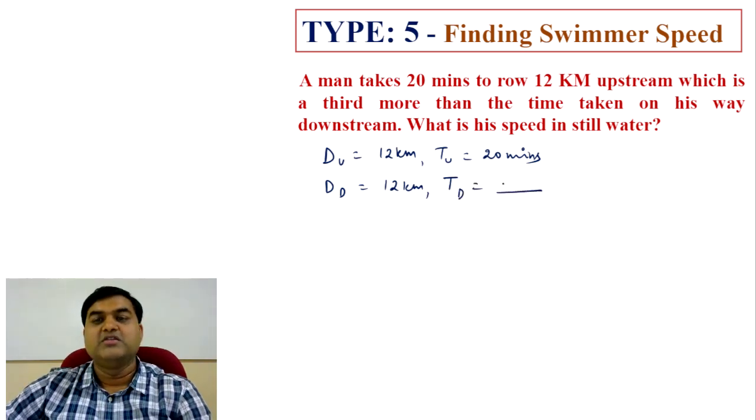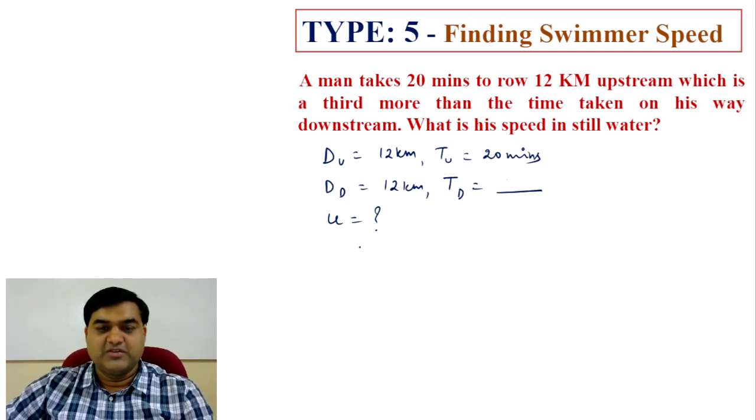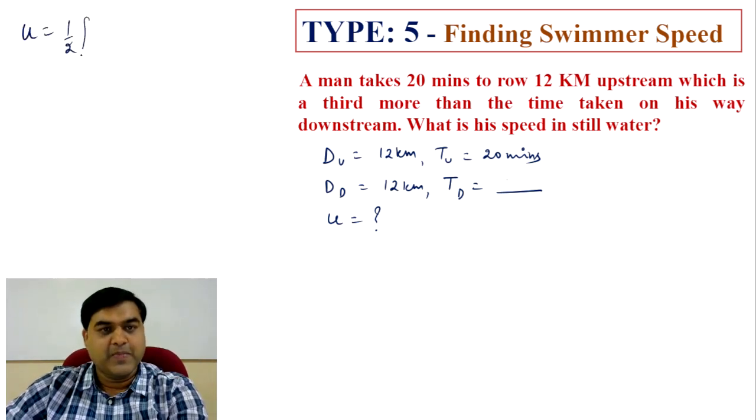Why? Because if it was x, then x plus 1/3 of x is equal to 20. So we do not know what is his speed in still water. What they are asking, find the value of u. U can be found if we know the speed. U is nothing but half of speed downstream plus speed upstream, right?